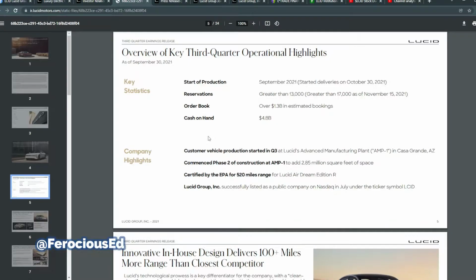So currently, some of their key statistics: they have more than 13,000 reservations, and that increased up to 17,000 as of November 15, 2021, over $1.3 billion in estimated bookings and almost $5 billion in cash on hand. You're able to see as well, certified by EPA for 520 miles range for Lucid Air Dream Edition R, and commenced phase two of construction at the AMP1 facility to add 2.85 million square feet of space, and customer vehicle production started in quarter three already in Casa Grande, Arizona.